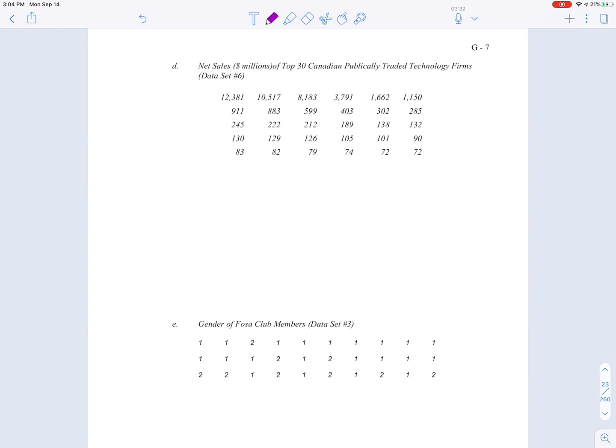So let's go then with the optimal number of classes is going to be equal to 1 plus 3.33 times the log base 10 of, how many are there of those guys? There's 30 of them. 1, 2, 3, 4, 5, 6 times 5. Yeah, there's 30 of them.